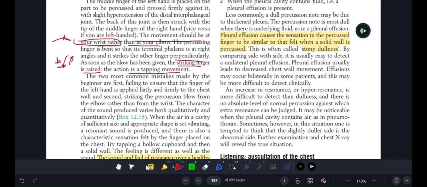Now, the two common mistakes made by the beginner at first are failing to ensure that the fingers of the left hand are applied flatly and firmly to the chest wall, and striking the percussion blow from the elbow and then from the wrist, which should never happen.